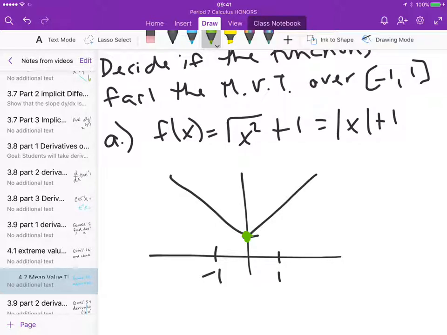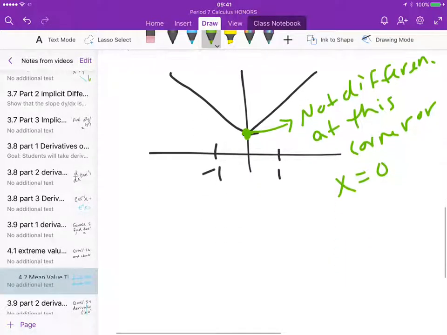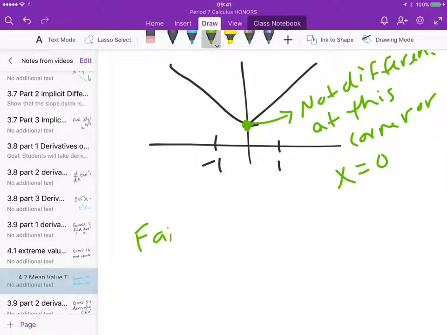And that's right off the bat failing the mean value theorem, to answer the question, because it's not differentiable at this corner, or when x equals 0. So yes, this fails the requirements for the mean value theorem.